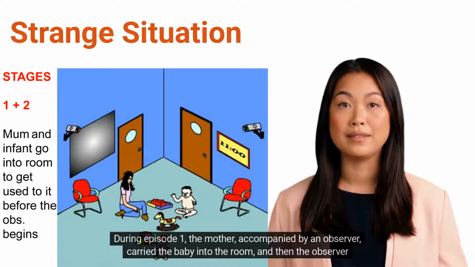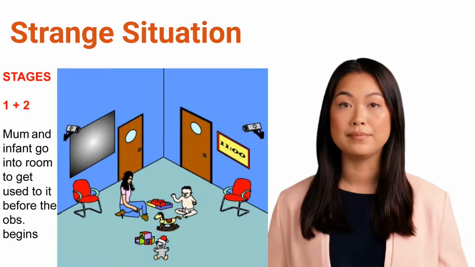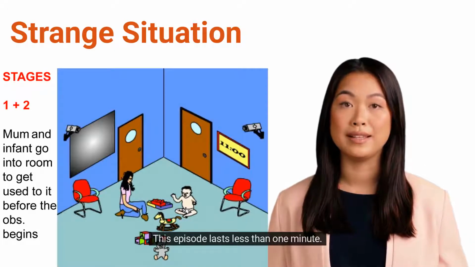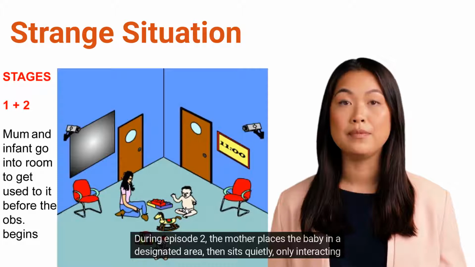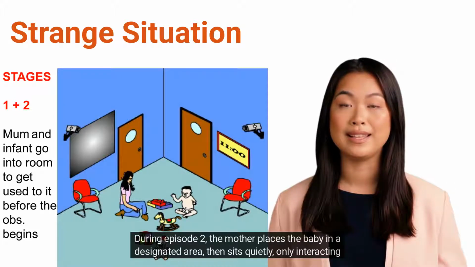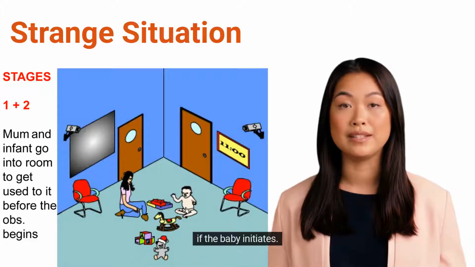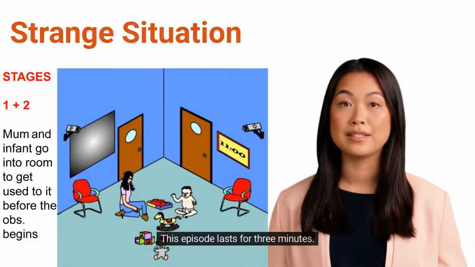During episode 1, the mother, accompanied by an observer, carried the baby into the room, and then the observer left. This episode lasts less than 1 minute. During episode 2, the mother places the baby in a designated area, then sits quietly, only interacting if the baby initiates. This episode lasts for 3 minutes.